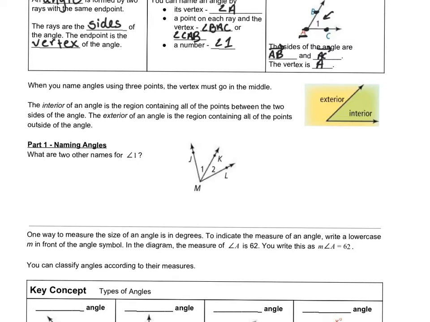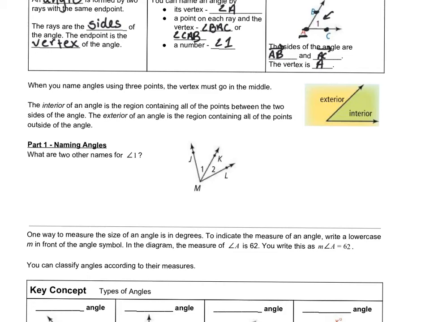All right. When you name angles using 3 points, the vertex must go in the middle. Okay, the vertex has to go in the middle. The interior of an angle is the region containing all of the points between the two sides of the angle, and the exterior of an angle is the region containing all of the points outside of the angle, okay? So think of interior, inside, exterior, outside, all right?